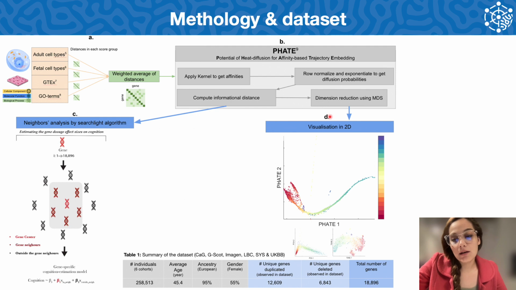The other information that we extract from this algorithm is dimension reduction using MDS for visualization in 2D. And then here at the bottom you can see the summary of the dataset, in which we have in total around 258,000 healthy individuals.